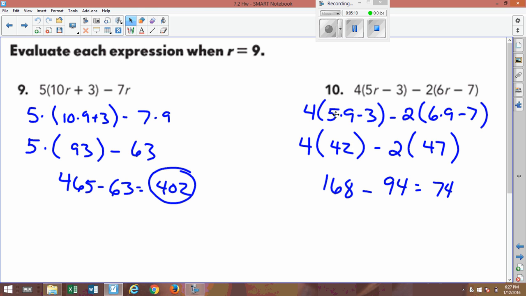Over here I substituted it out: 4 times (5 times 9 minus 3) minus 2 times (6 times 9 minus 7). Solve inside the parentheses first. 5 times 9 is 45, minus 3 is 42. 6 times 9 is 54, minus 7 is 47. 4 times 42 is 168. 2 times 47 is 94. So we subtract them out, we get 74.